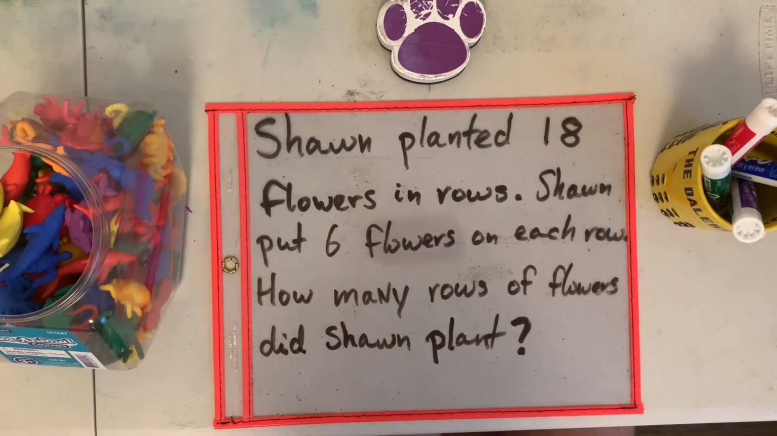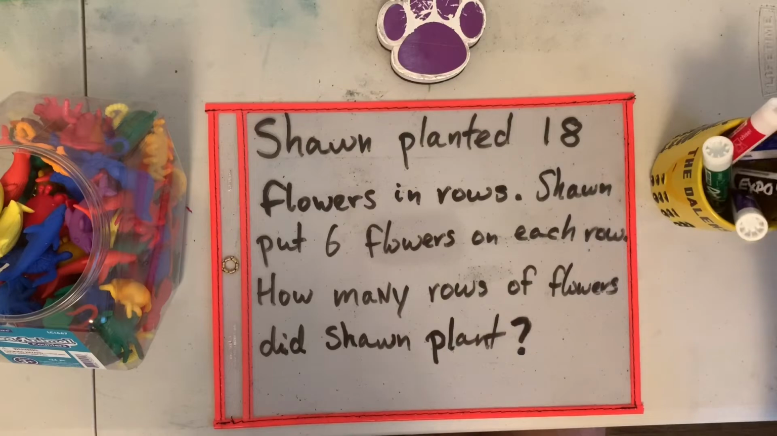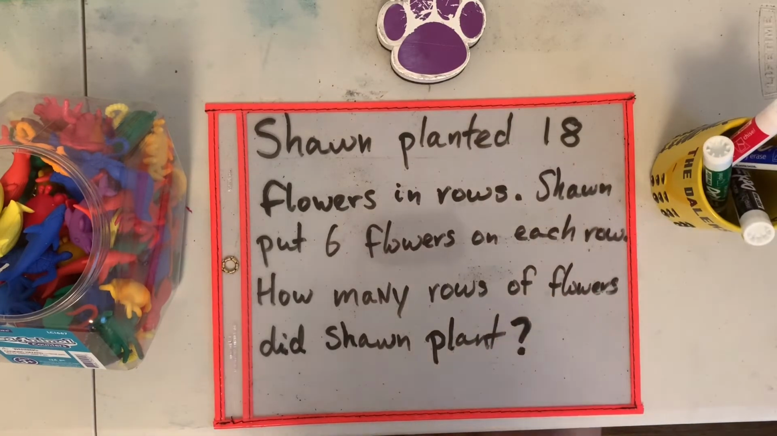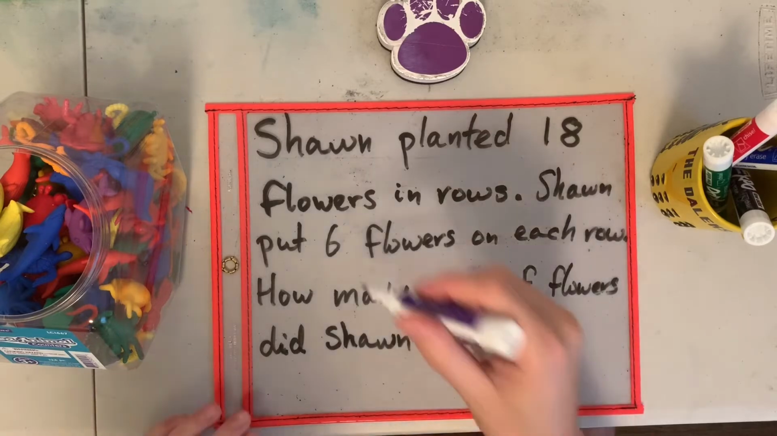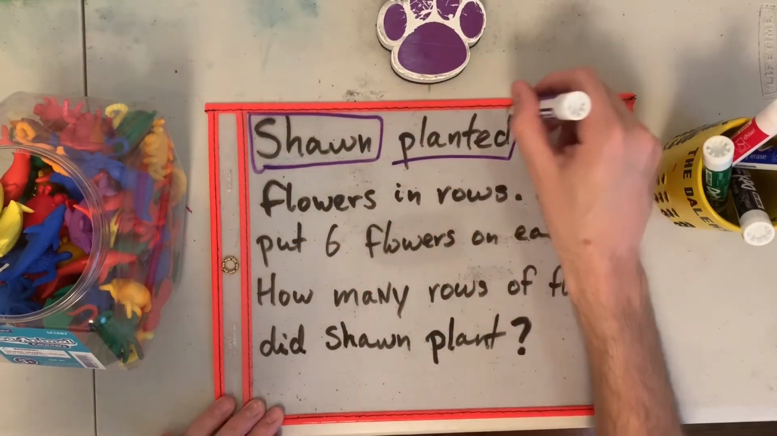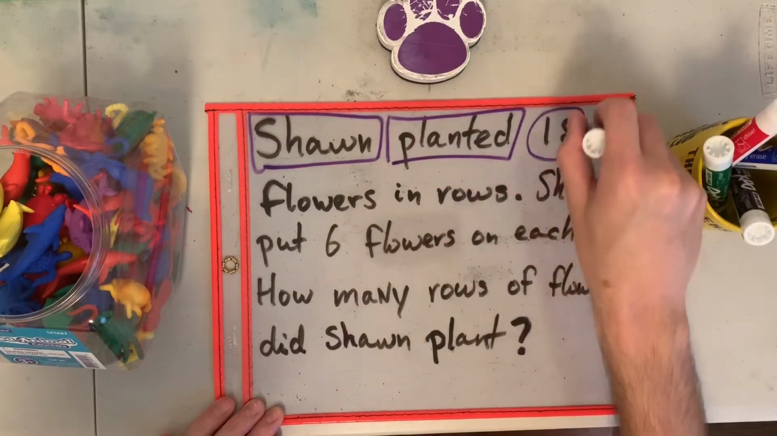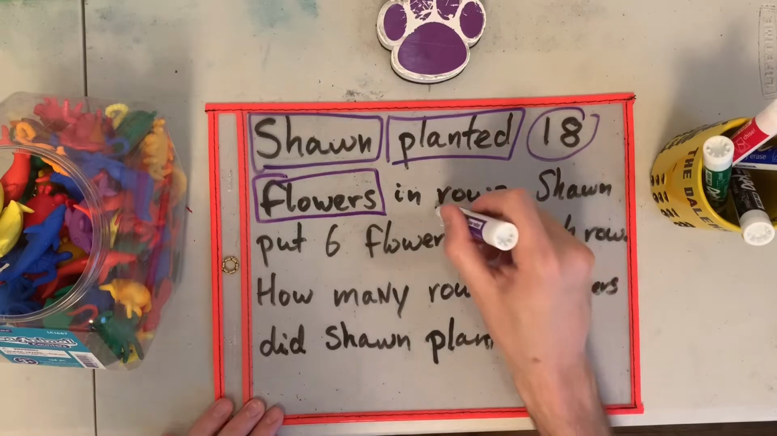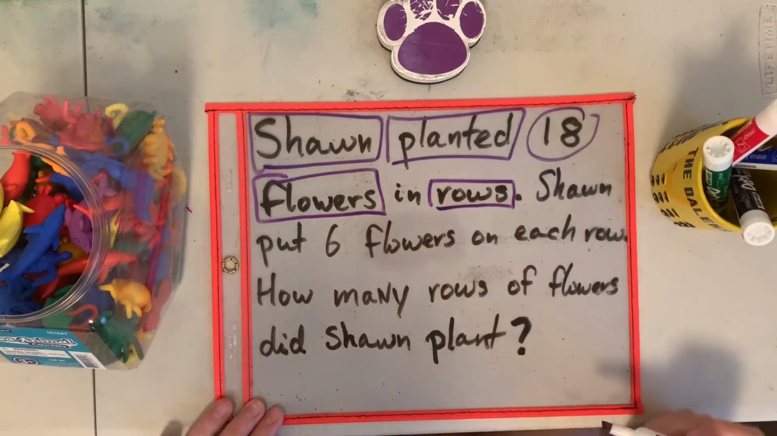Sean planted 18 flowers in rows. Sean put 6 flowers on each row. How many rows of flowers did Sean plant? So we need to look over here. We're talking about Sean, and Sean planted 18 flowers. Plantó 18 flores. In rows. Rows son filas.